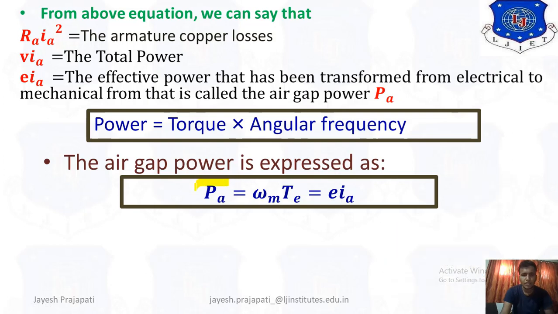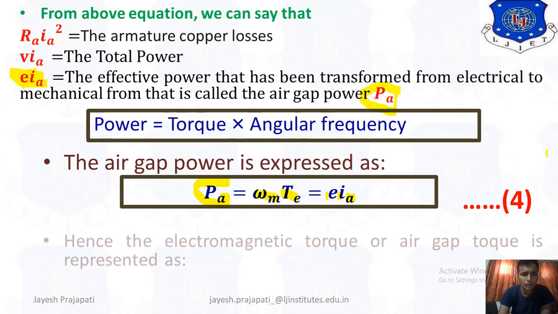We know that the power Pa is equal to E into Ia, and the power is also equal to torque and angular frequency. So Pa is equal to E into Ia, which comes from this equation. That is equation number 4.